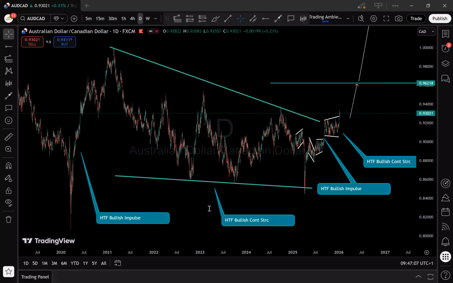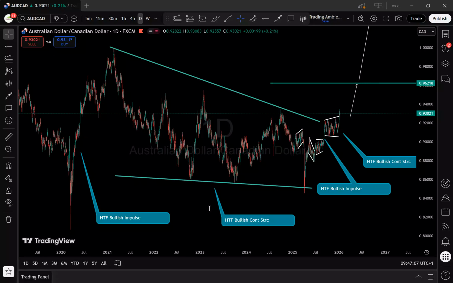Euro Canadian dollar. On the higher time frame for Euro Canadian dollar, we have multiple bearish price actions here. Right here we have a bullish impulse, bullish continuation, bullish impulse, ascending wedge, bearish reversal.